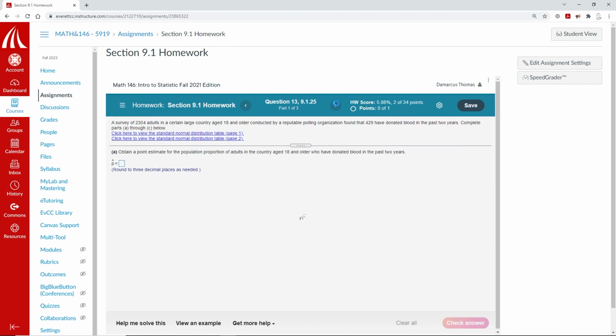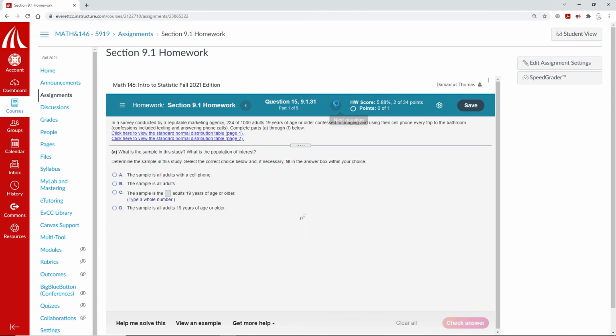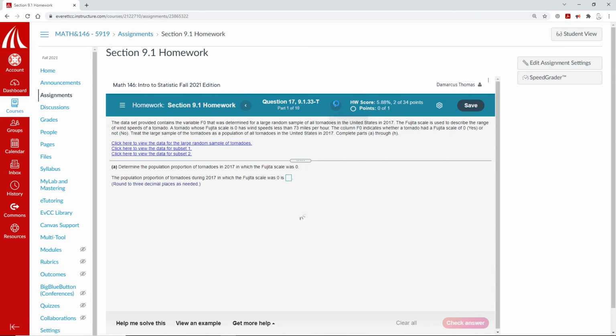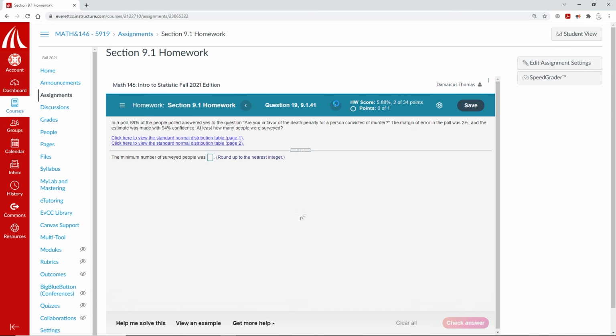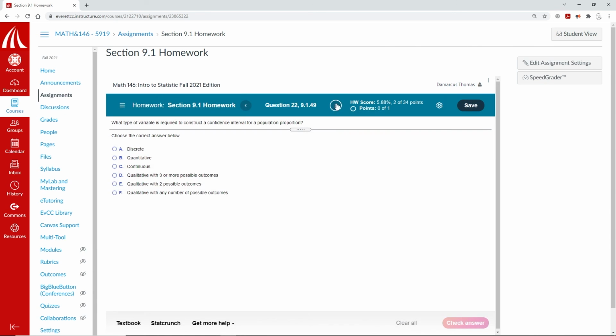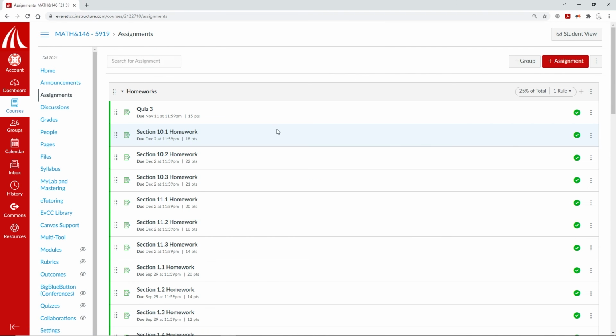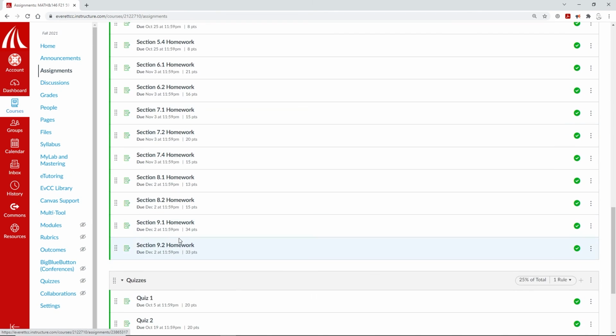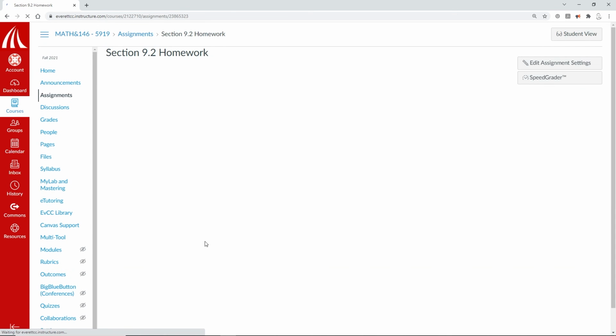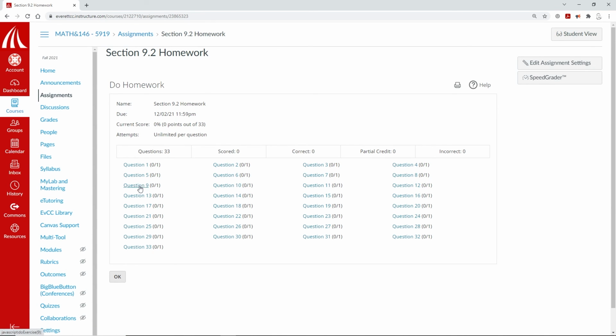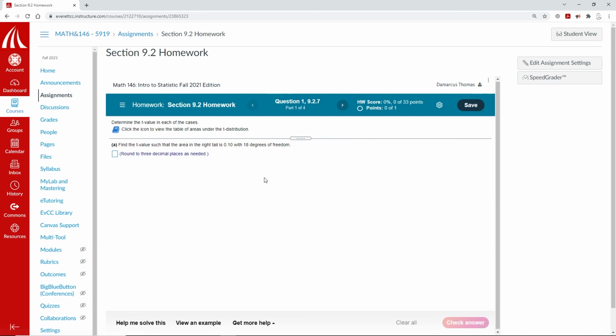All right, this is a pretty hefty assignment. Take your time on this. All right, let's take a look at 9.2. I would have thought 9.2 would have been more. Oh, it's 33 questions in total, 33 points there. Yeah, so both of these are some pretty hefty problems there.